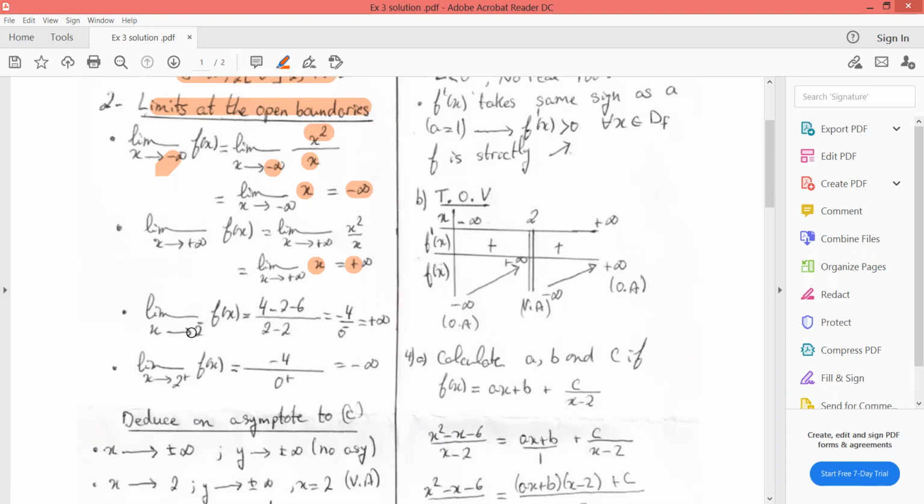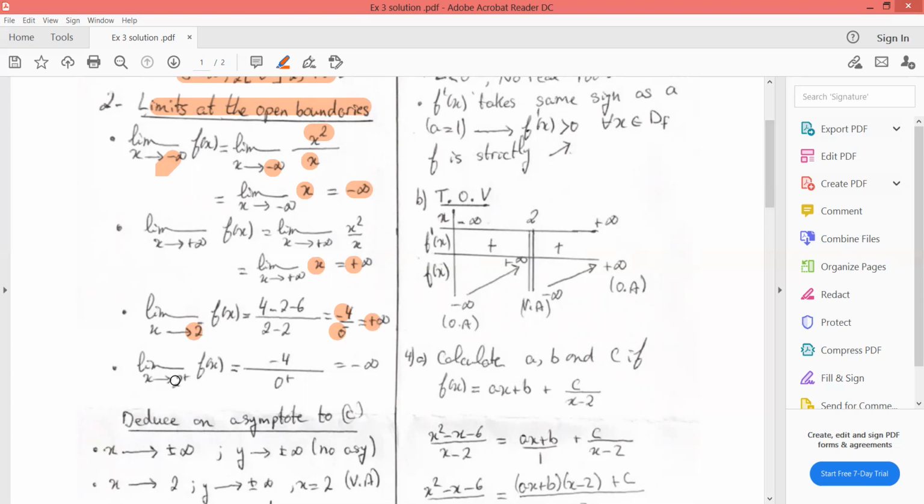Limit as x tends to 2 minus. At a number, we don't take highest power over highest power. We replace x by 2. If we replace x by 2, the numerator is minus 4. The denominator is 0. Since here it is 2 minus, we get 0 minus. Negative over negative: this is minus 4 and this is 0 minus. Both of them are negative. We get plus infinity.